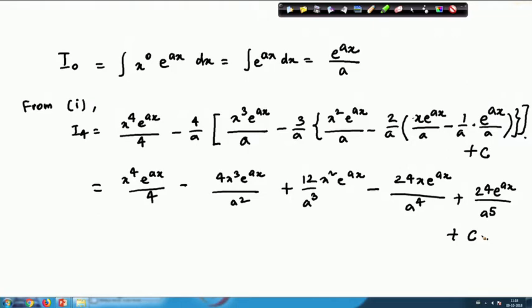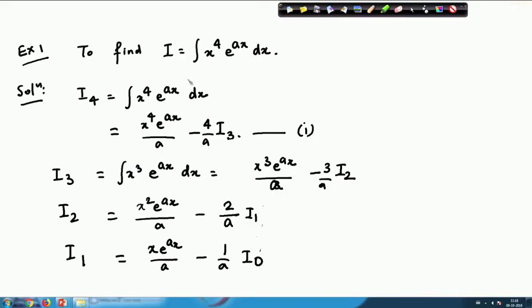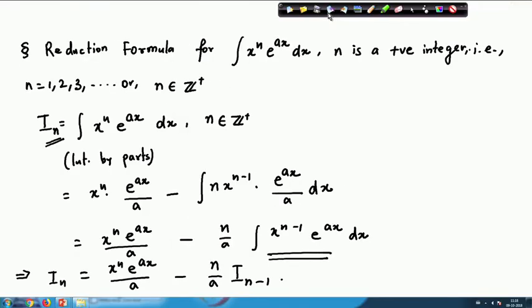So this is our answer, or the solution of this problem. As you can see, instead of doing integration by parts again and again, we basically used the reduction formula to calculate the value of this integral. So this is our required reduction formula for any integral of the form x to the power n times e to the power ax dx.